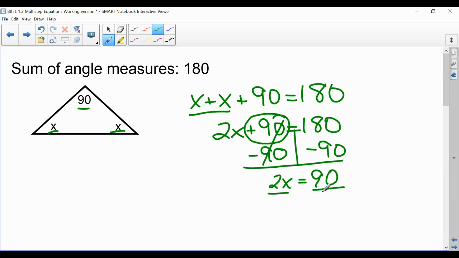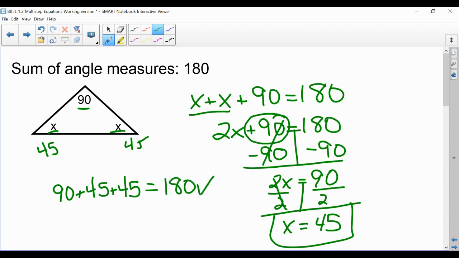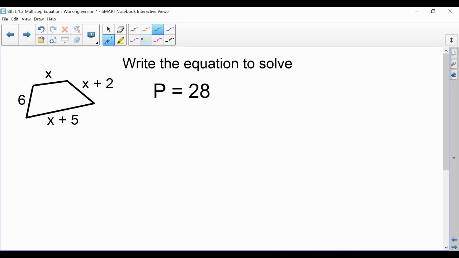Number next to a letter means multiplication, so I use division to solve. And I'm left with x equals 45. So if I go back to each angle, this is 45, and this is 45. And if I want to check it, I can add all those numbers up. 90 plus 45 plus 45. Well, 45 and 45 is 90, plus 90 is 180. So our work checks.